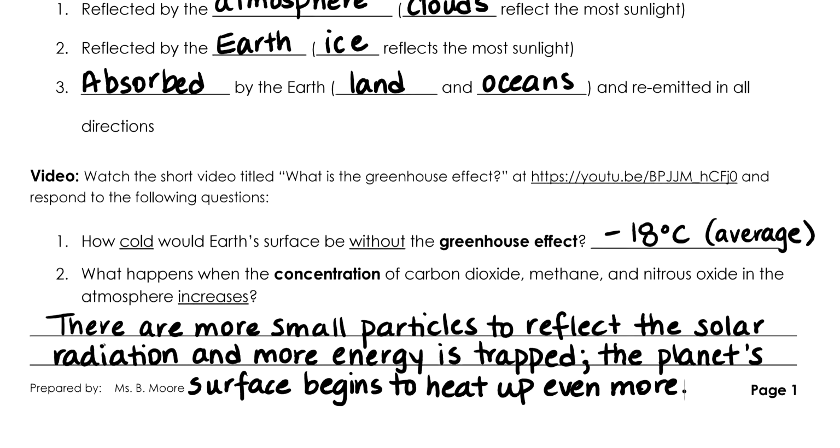So when you get too much carbon dioxide, methane, and nitrous oxide in the atmosphere, there's all of these extra particles which reflect the solar radiation. The energy becomes trapped between Earth's surface and the atmosphere, and the surface begins to heat up.